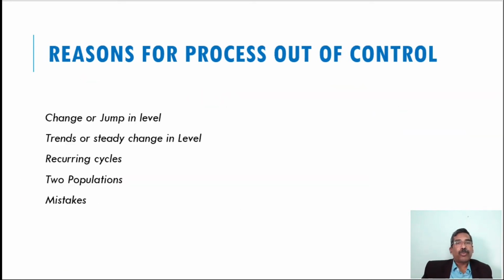Now, reasons for the process being out of control. What are the different reasons? This may be a change or jump in level. That means this may be the chance cause. Then trend or steady change in level. Then recurring cycle. After a certain cycle, it recurs again due to heating of the engine or anything. That may be the reason. Then two populations on the same machine. If two workers are working, then there may be variation in the quality and the process may be out of control. Then mistakes may be a reason for the process being out of control.